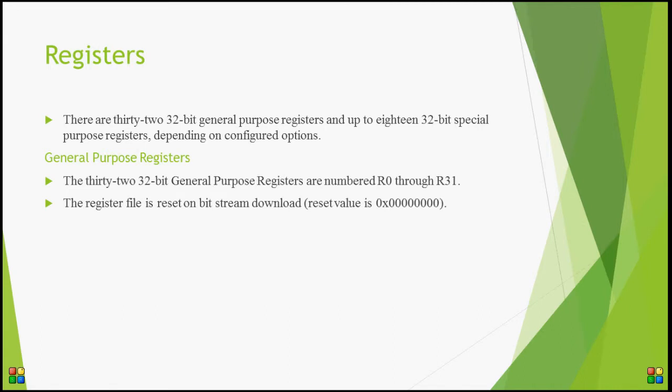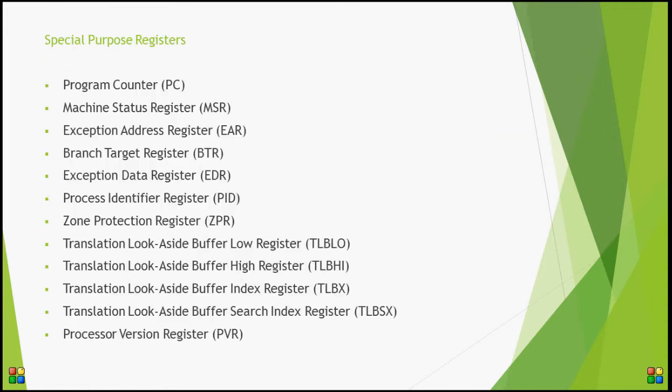Registers. There are 32-bit general purpose registers numbered R0 through R31 and up to 18 32-bit special purpose registers depending on configured options. Some of the special purpose registers of MicroBlaze are listed here. These include program counter, machine status register, exception address register, and so on.